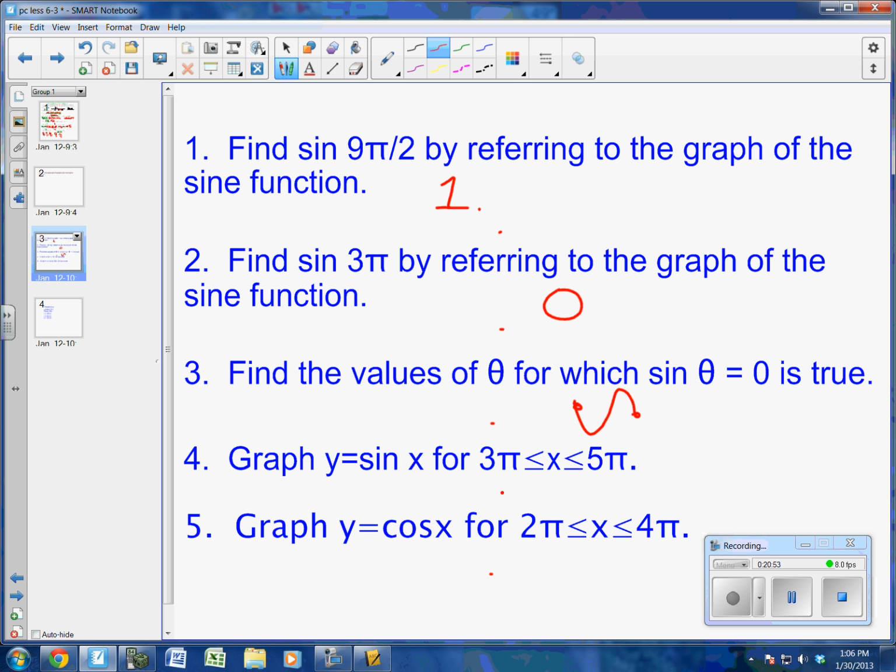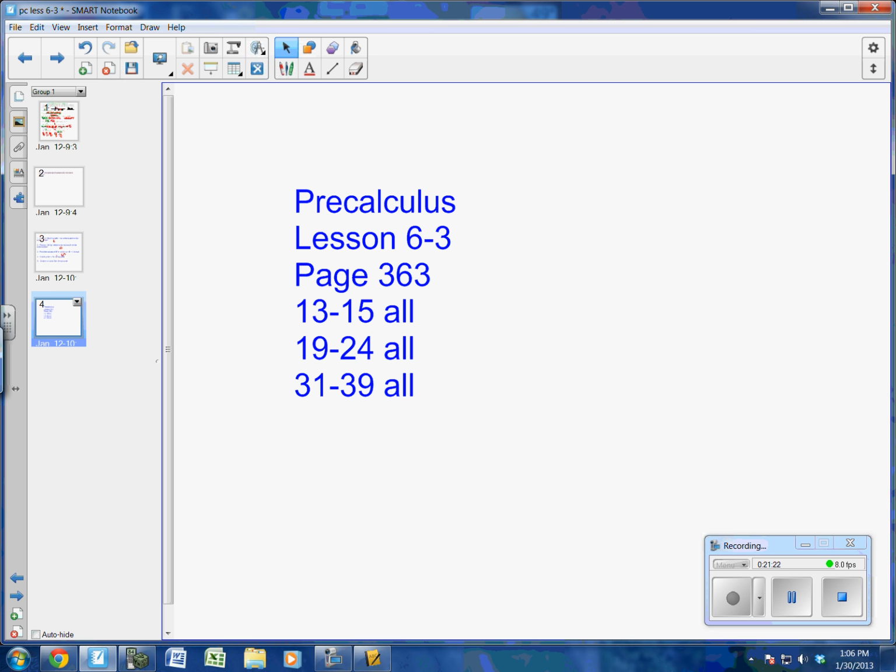Number 5, graph y equals cosine of x for x between 2 pi and 4 pi. It just says graph it. So between 2 pi and 4 pi, you guys already know what it looks like between 0 and 2 pi, right? It's going to be that same thing. Does that make sense? All right. There is your assignment.